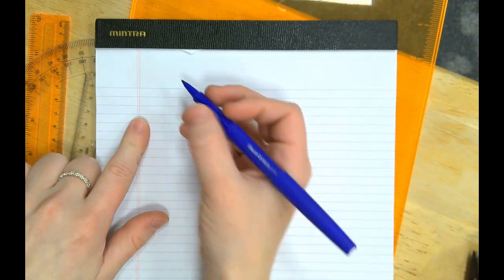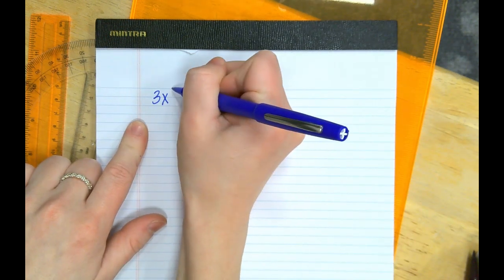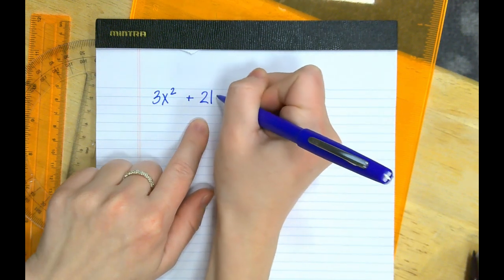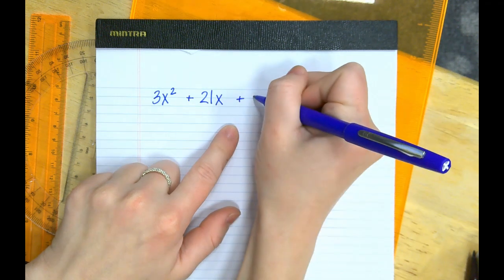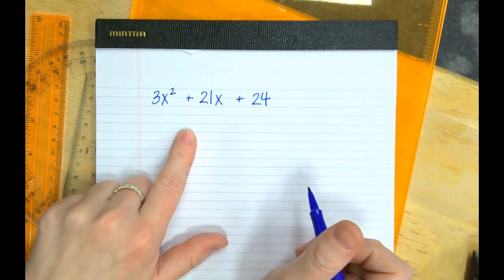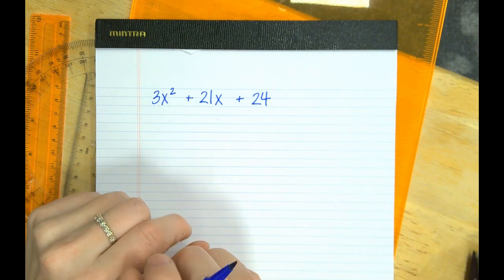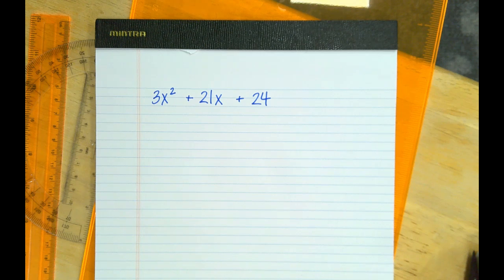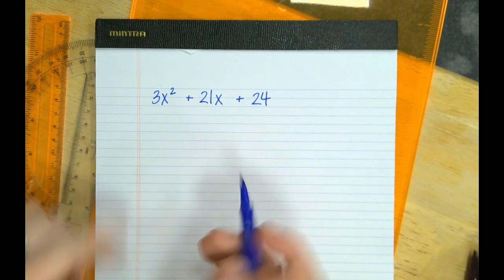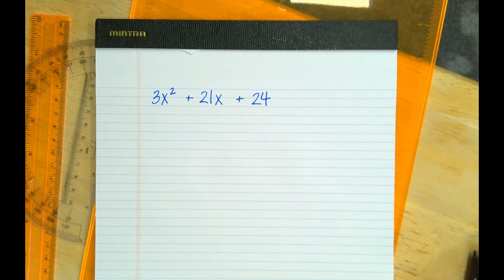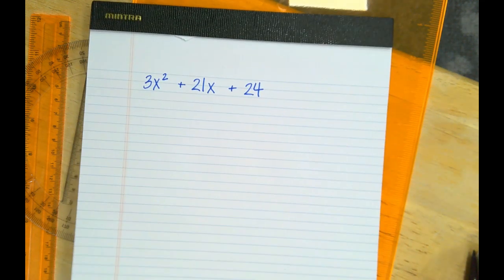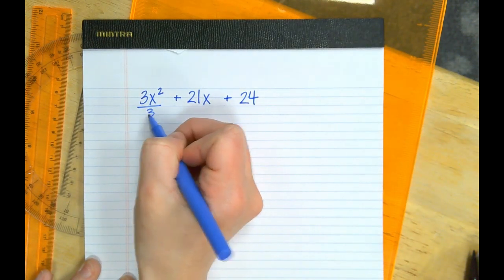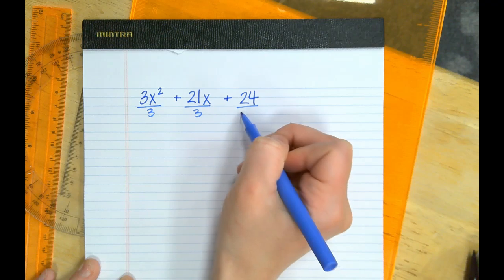So for number 15, I have 3x squared plus 21x plus 24. And the first thing I want to ask myself is what? Is there a greatest common factor? Is there? Yeah. What is it? 3. I can divide everything by 3. So let's do that. I'm going to divide by 3, divide by 3, divide by 3.